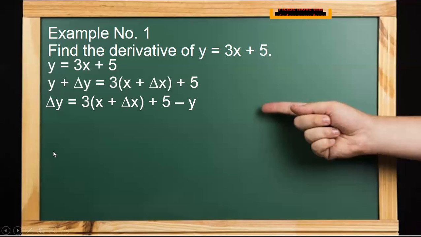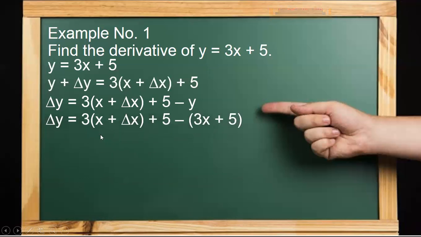So now we're going to eliminate the grouping symbol and get the value of delta y, as the y here is the y in the given. So delta y is equal to 3 multiplied by the quantity x plus delta x, plus 5, minus the quantity 3x plus 5.